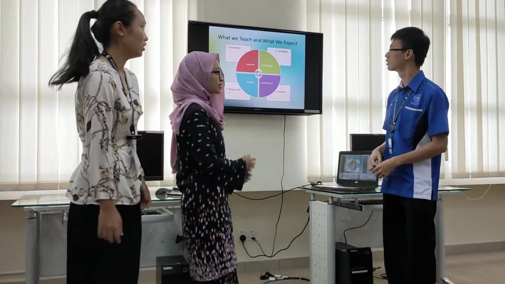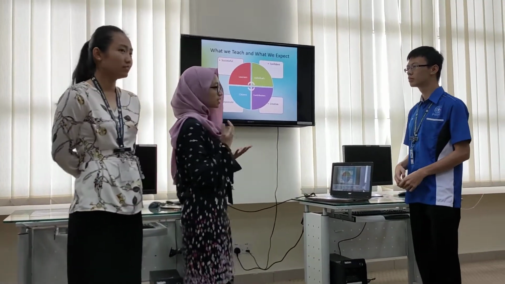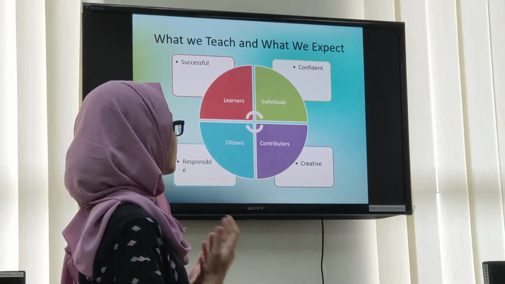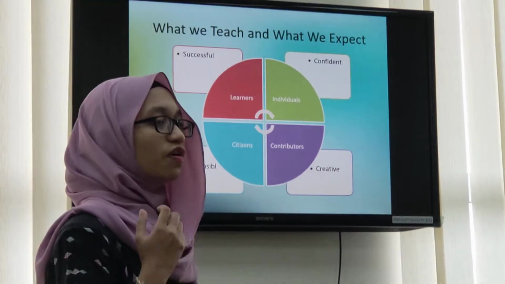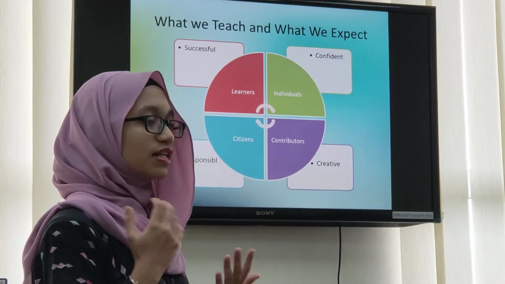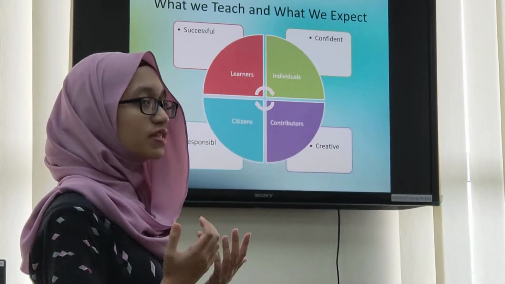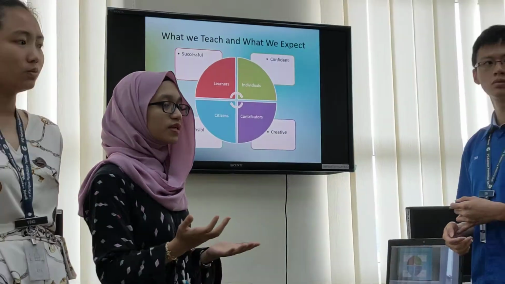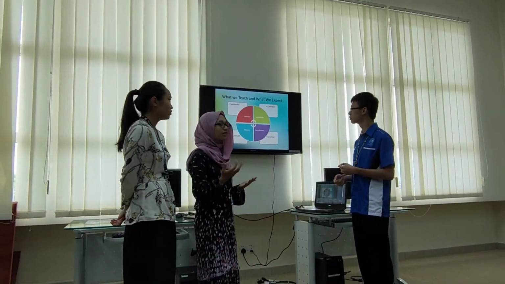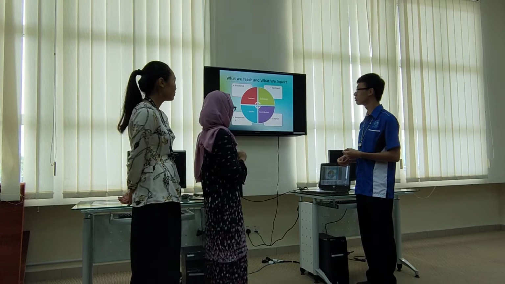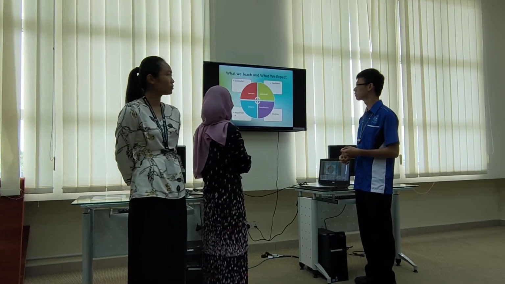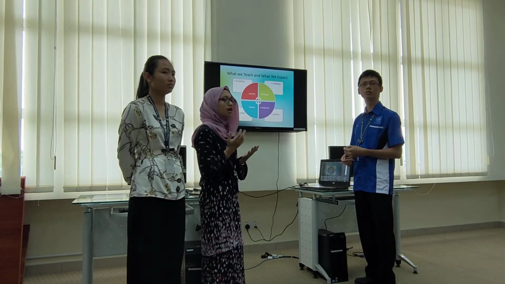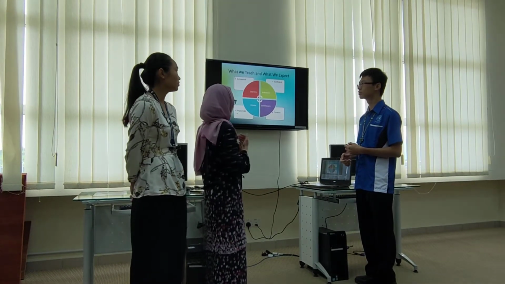Okay, first we want to know as a teacher, what do we teach and what do we expect from those students? First, as learners we expect them to be successful in what we have to teach them. For an individual, we want them to be confident in what they have learned. If they have learned the English language, they have to be confident to use the language with other people. Next is contributors. Contributors contribute something to the world, which is why they have to be creative. They have to make something new so that they can contribute to the world. Next is citizens. For citizens, they have to be responsible for what we have taught them. They have to be responsible on how to use the things that we have taught them.